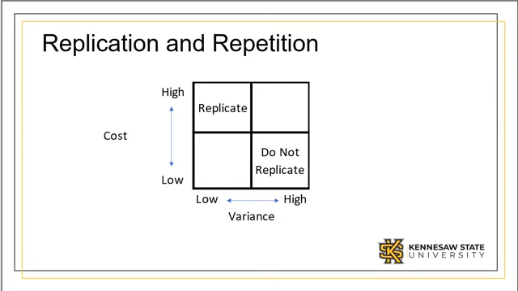Replication and repetition depend on many conditions. If cost is low and variance is high, we should replicate. If cost is high and variance is low, replication makes little sense. Sometimes we have the need to repeat treatments multiple times to estimate the pure trial-to-trial experimental error, so that lack of fit may be understood.